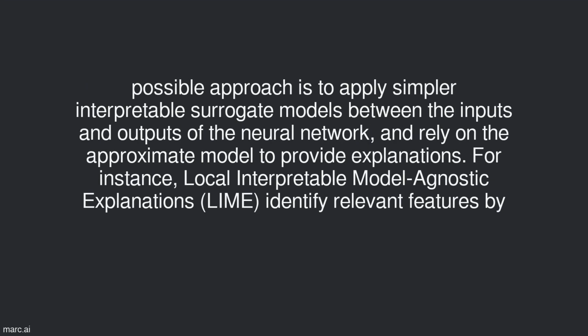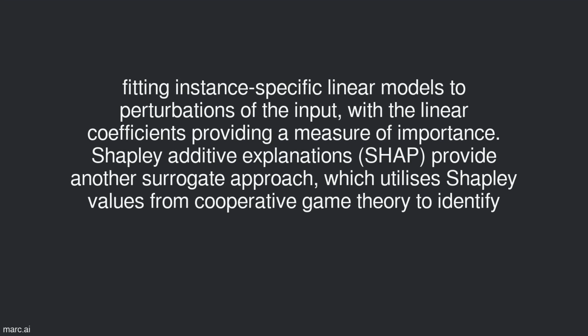Methods can mainly be divided into two main categories. Firstly, one possible approach is to apply simpler interpretable surrogate models between the inputs and outputs of the neural network, and rely on the approximate model to provide explanations. For instance, local interpretable model agnostic explanations (LIME) identify relevant features by fitting instance-specific linear models to perturbations of the input, with the linear coefficients providing a measure of importance.